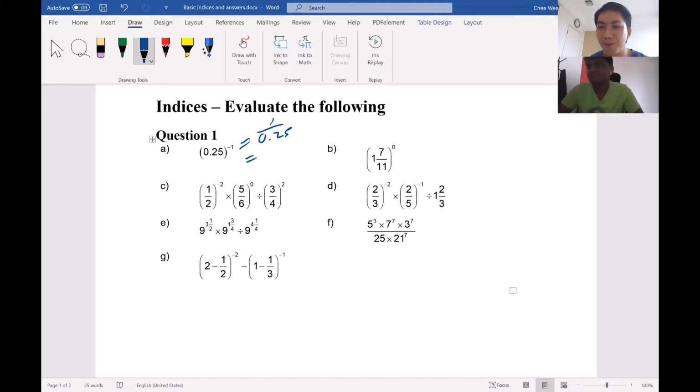0.25 is 1 over 4, right? So it's 1 over 1 over 4. Get it? So you're supposed to evaluate like this in the EMath papers.